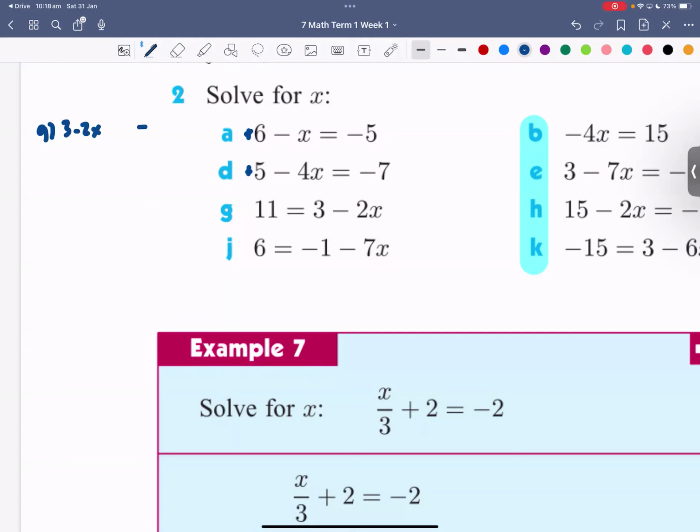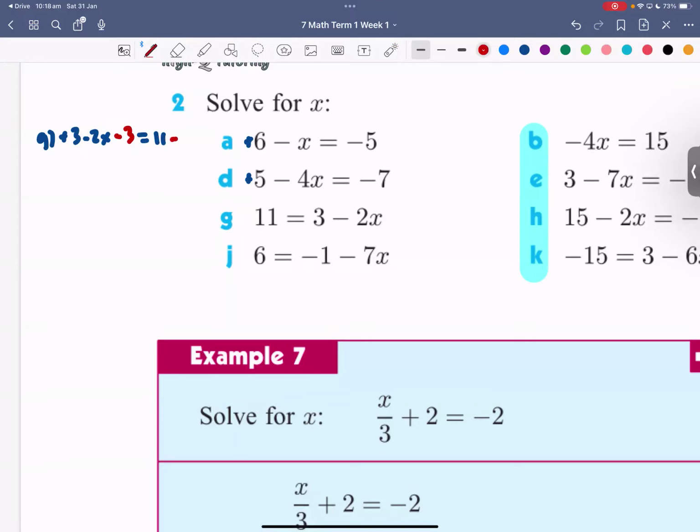There is an invisible plus in front of the 3. How do we get rid of that plus 3? Because we're trying to undress the x. Minus 3. And if I minus 3 there, I minus 3 here. I'm sure everyone agrees plus 3 minus 3 just disappears. So then you're just left with -2x is 8.